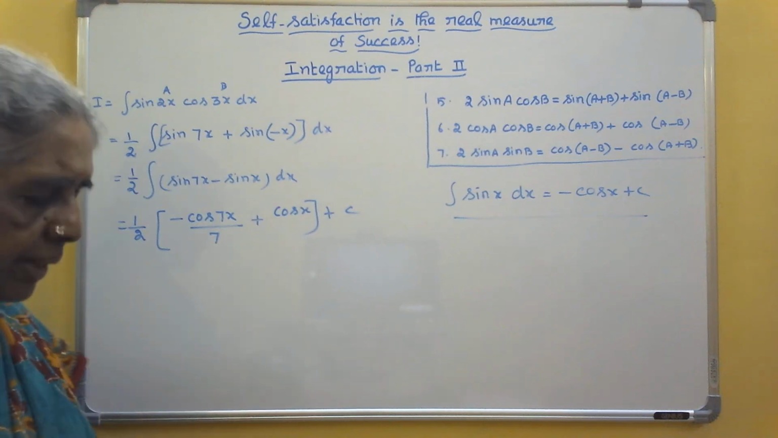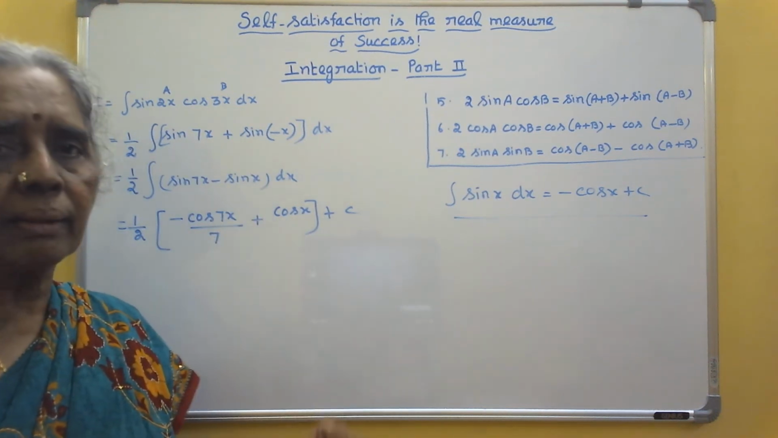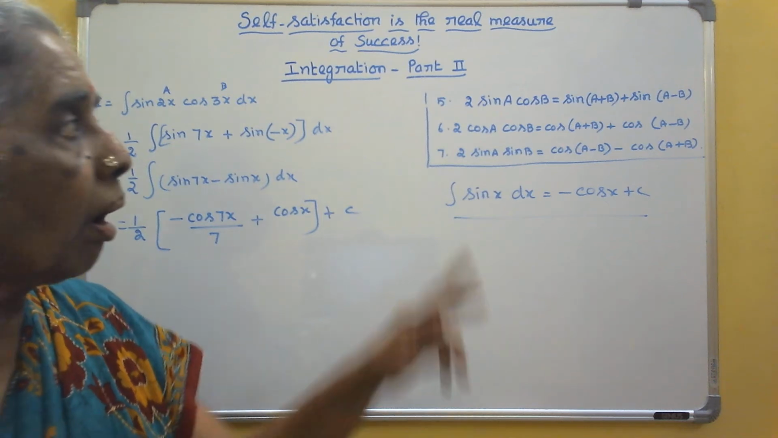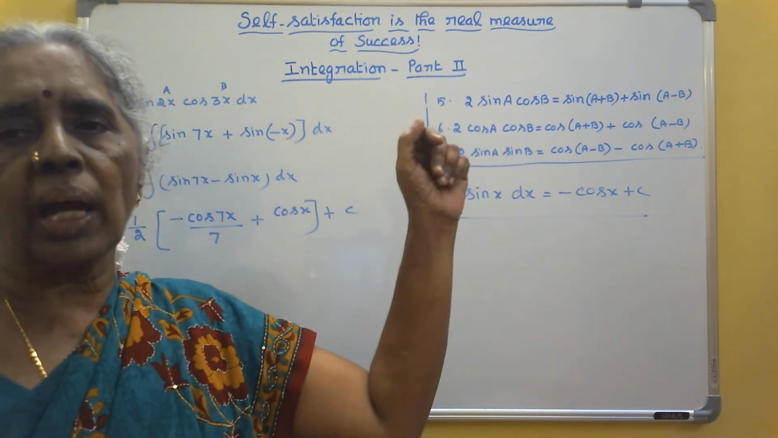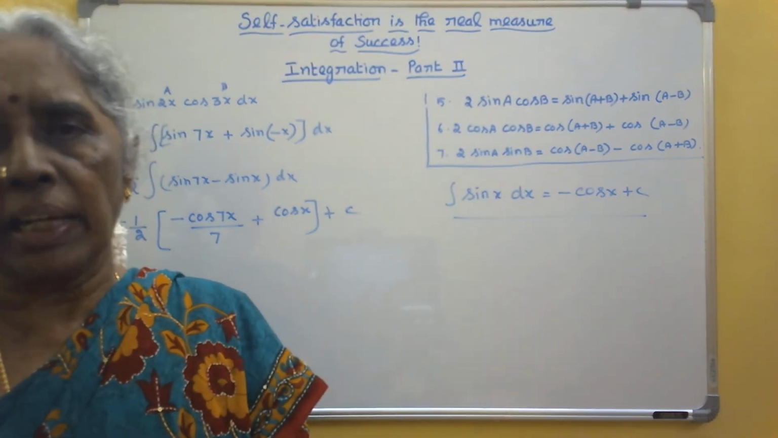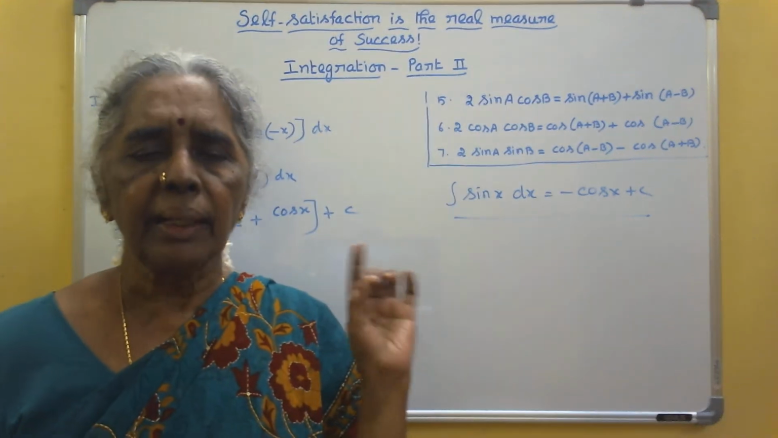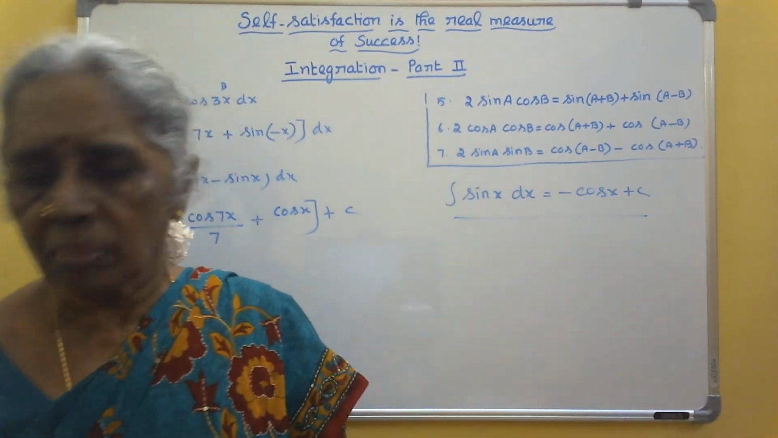So do you understand this sum? When it is a product of either one sine and one cos, or both cosines or both sines, use these three formulae. You can get a sum or difference, and then use the basic formula, and then you can integrate. Okay, is it clear?